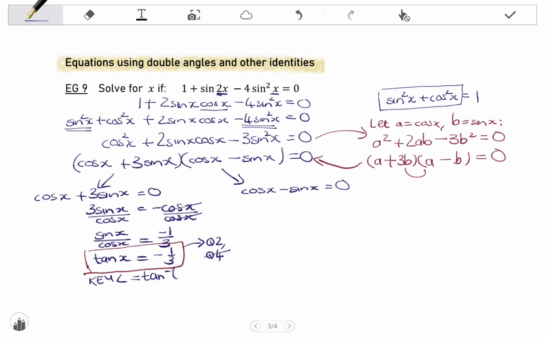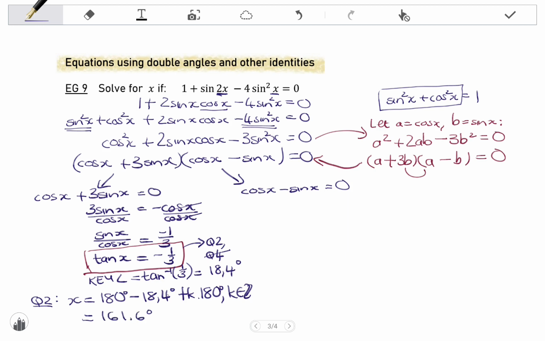You do not include it in your calculation of the key angle. So what you would put into your calculator is arctan of positive a third, and that would give you 18,4 degrees. Okay, so working in quadrant 2, my angle, which is x, is equal to 180 degrees minus 18,4 degrees plus k times the period of the tan graph. That simplifies to 161,6 degrees plus k times 180 degrees.